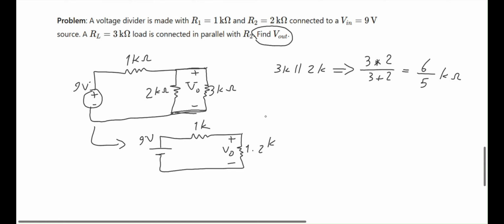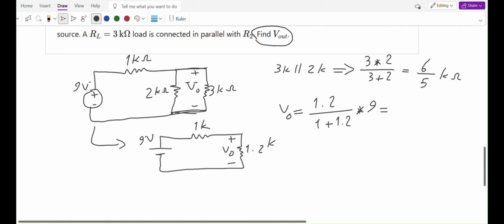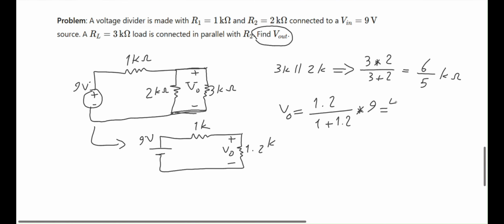And now we can use the voltage divider. V out equals R2 or 1.2 over 1 plus 1.2 times 9. That gives me, let me just calculate it quickly. The answer is 4.91.